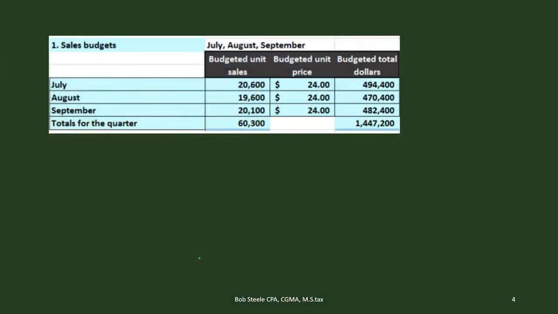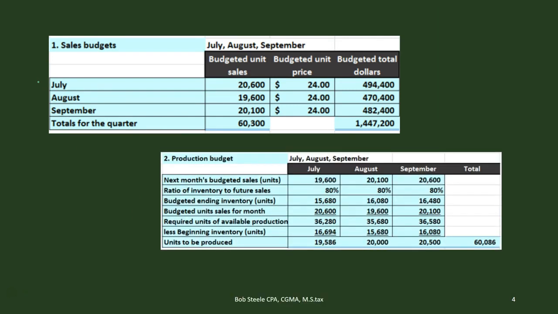So let's take a look at all the budgets we've seen so far. We're going to be using some of these in order to create the budget income statement. We started off with the sales budget. What are we going to make? We then use that to create the production budget. How much stuff are we going to produce?